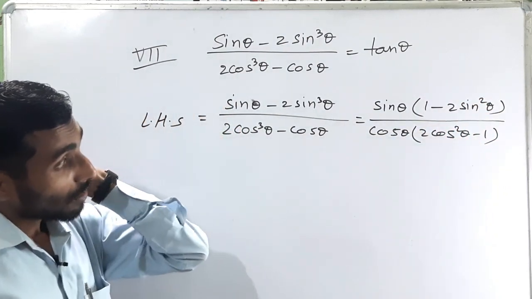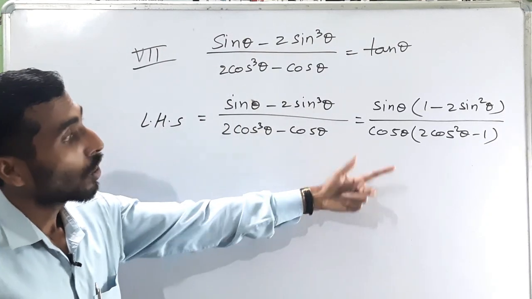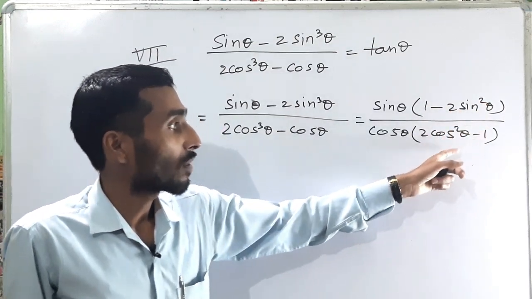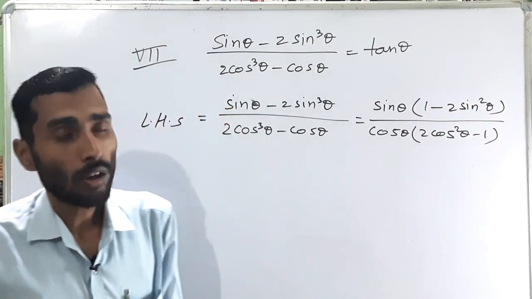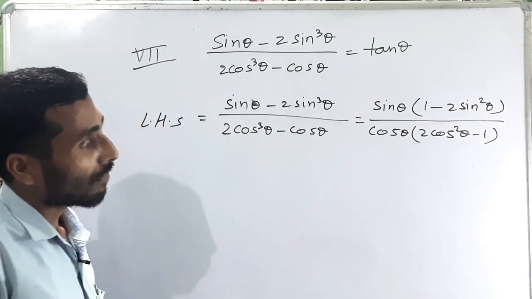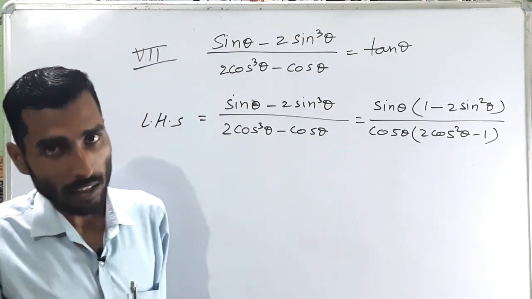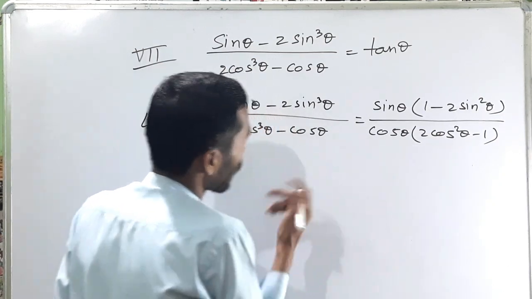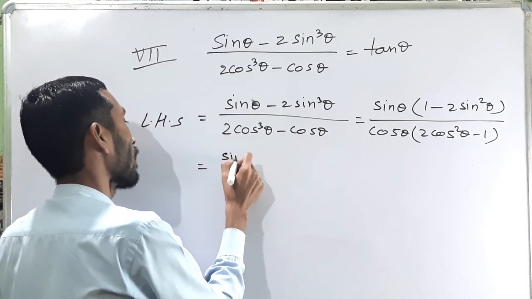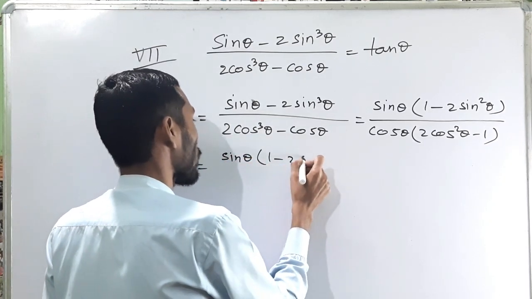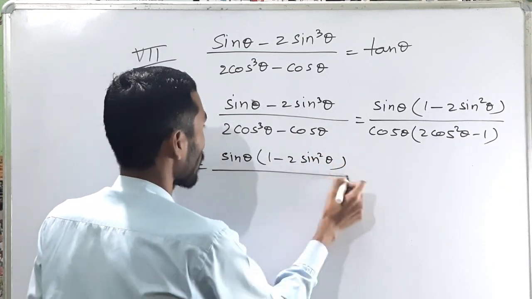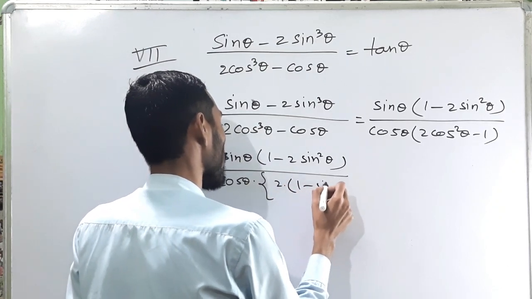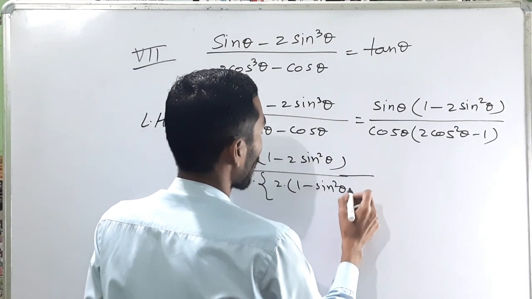So how can we cancel out? Because these are in two different variables. The numerator is in sin and the denominator is in cos, so either of them will have to be changed into the other. I would like to change cos into sin. So we can write sin theta into 1 minus 2 sin square theta, and cos theta into 1 minus sin square theta minus 1.